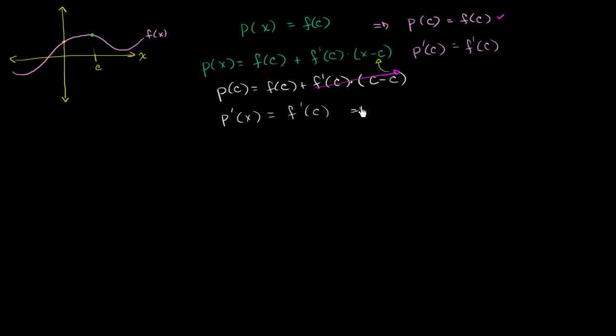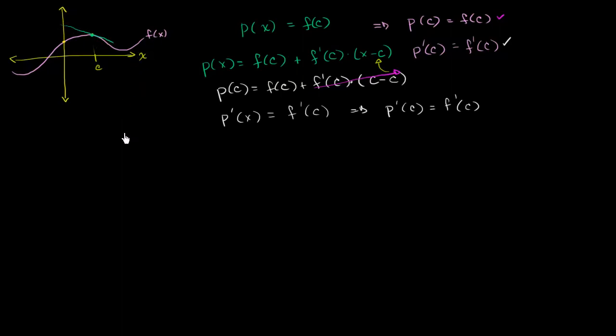So obviously, if you were to evaluate this at c, p prime at c, you're going to get f prime of c. So once again, it meets the second constraint. And now when you have both of these terms, maybe our approximation will look something like this. It'll at least have the right slope as f of x. So our approximation is getting a little bit better.